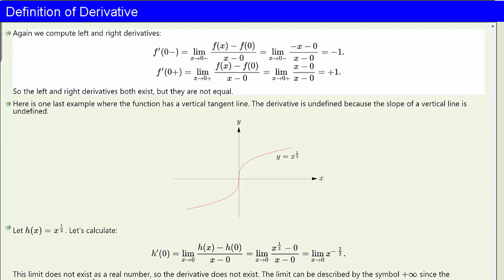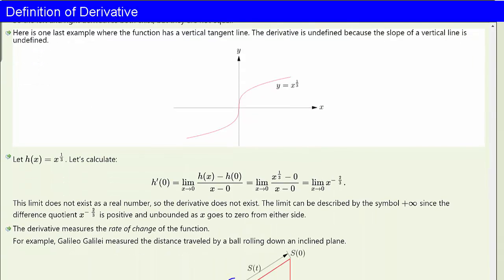F prime at 0 plus, the right derivative, is the limit as x goes to 0 from the right of the difference quotient, f of x minus f of 0 over x minus 0. On the right, f of x is x, and so we get the ratio x minus 0 over x minus 0, and that limit is plus 1. So the left and right derivatives both exist, but they are not equal.